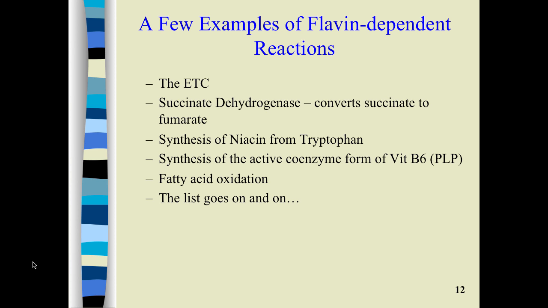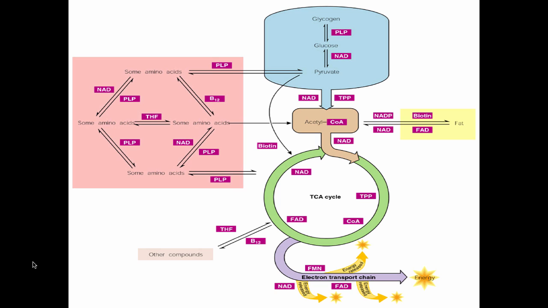Synthesis of active coenzyme form of vitamin B6, which is also known as pyridoxal phosphate. So riboflavin-dependent enzymes help us make two other vitamins. Fatty acid oxidation we went through, and the list goes on and on. Again, there's somewhere between 100 and 200 different enzymes that are part of this process. This is kind of a summary. I think I got this from a 210 text on different reactions requiring different nutrients. So any place on here you see FAD or FMN, it's riboflavin dependent.